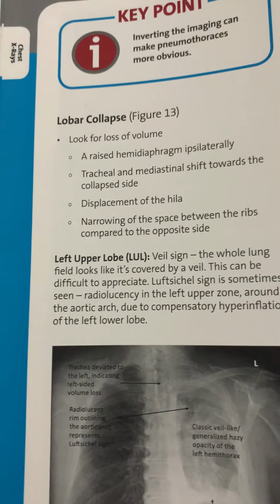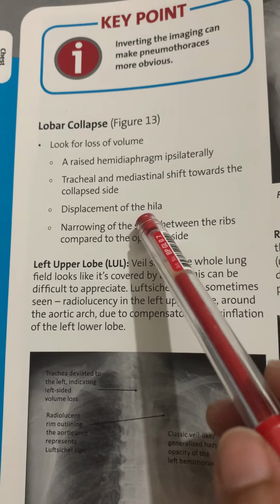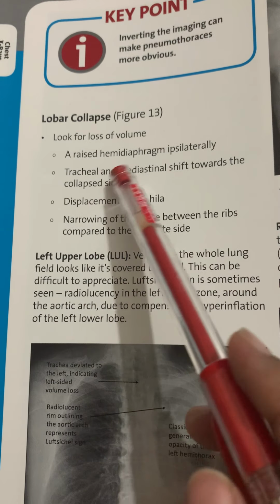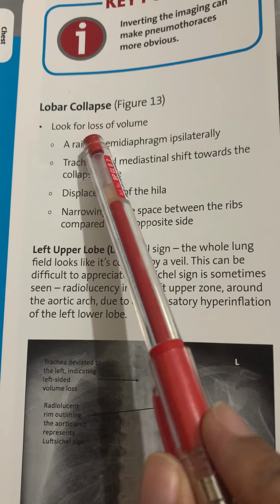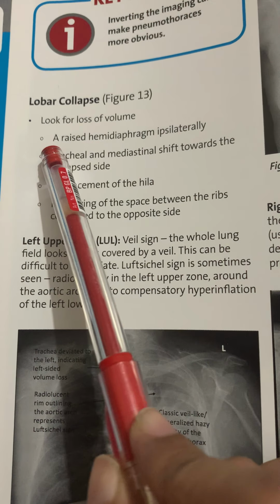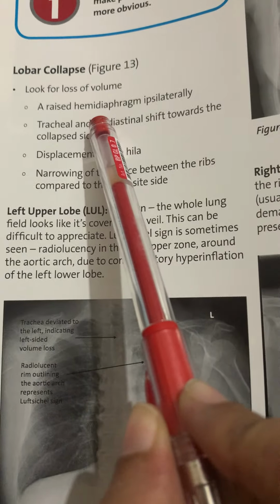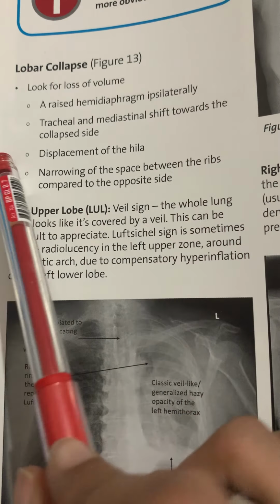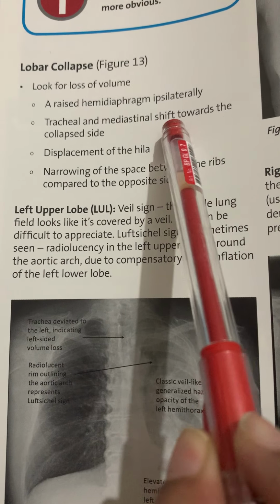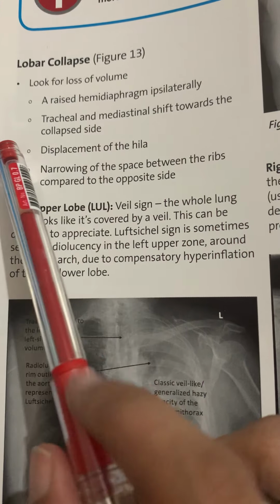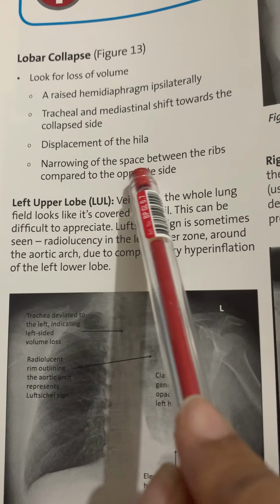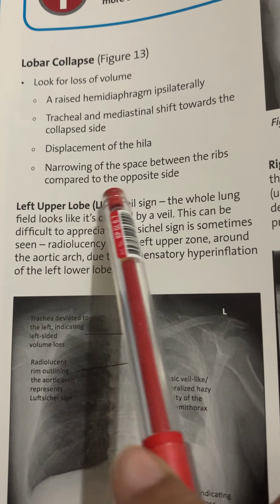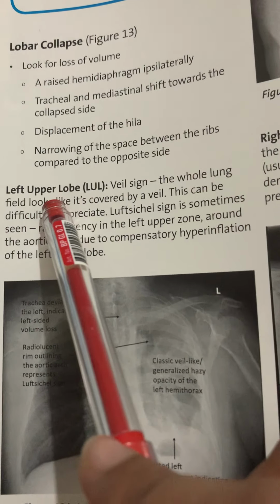Now coming towards the case of the lobar collapse. Look for the loss of the volume. A raised hemidiaphragm is present ipsilaterally. Tracheal and mediastinal shift is towards the collapsed side. Displacement of the hilum. Narrowing of the space between the ribs compared to the opposite side.